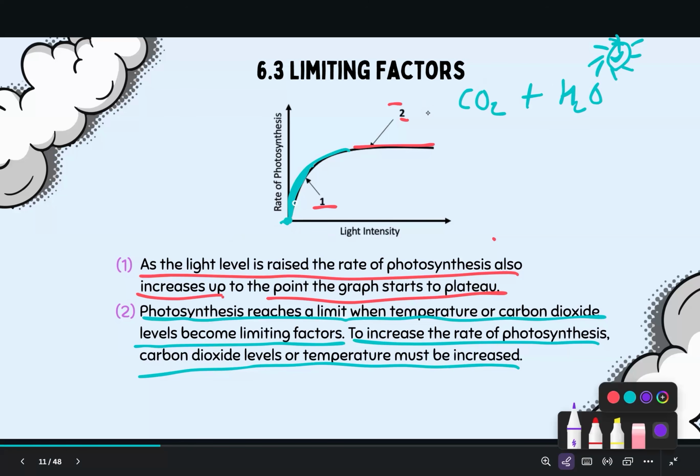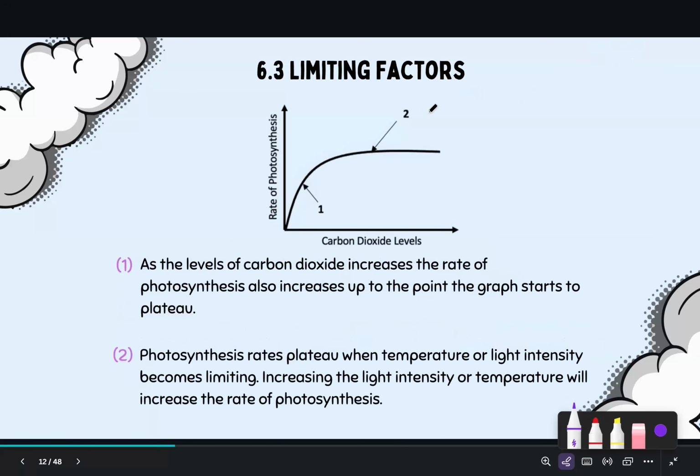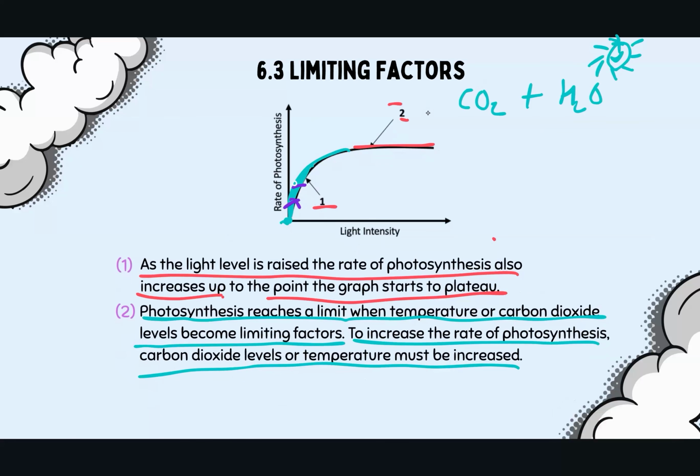As the sun starts to rise, the light intensity increases, so the rate of photosynthesis increases until we get to a certain point, which is here, where I've put a dot. Light intensity continues to increase, but photosynthesis is not increasing. And that's because we either don't have enough carbon dioxide, or it might be a cold day and the temperature is too low.